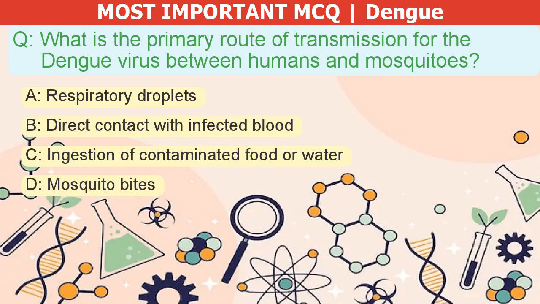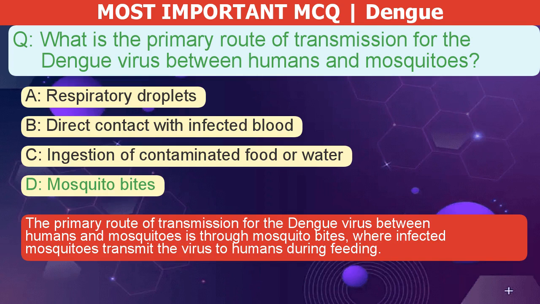What is the primary route of transmission for the dengue virus between humans and mosquitoes? A. Respiratory droplets. B. Direct contact with infected blood. C. Ingestion of contaminated food or water. D. Mosquito bites. The correct answer is D. The primary route of transmission for the dengue virus between humans and mosquitoes is through mosquito bites, where infected mosquitoes transmit the virus to humans during feeding.